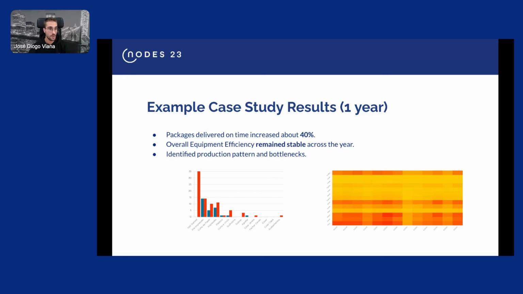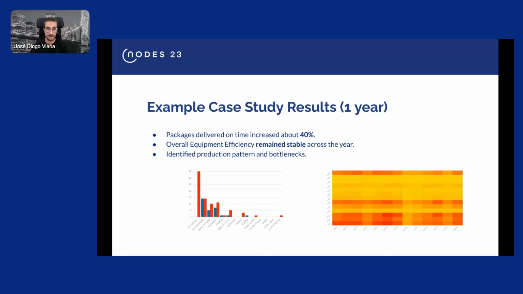After 1 year, packages delivered on time increased about 40%, which is great, because everyone now knew exactly when they could give an estimate to the client. They had sometimes dozens of orders inside the production line, and they could have a proper view of their system. Also, the overall equipment efficiency remained stable across the year.